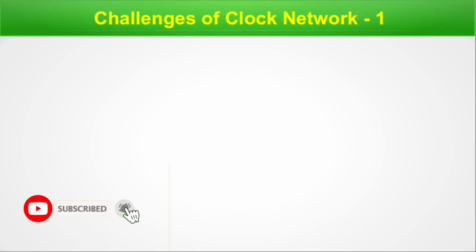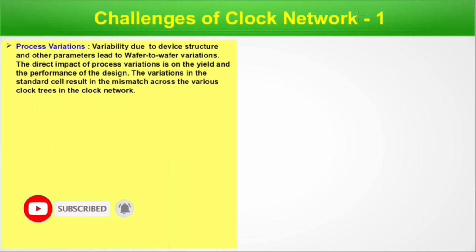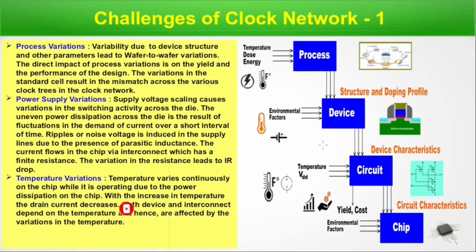Challenges of clock network. This is the first slide on the topic. This is the diagram. If you remember, we have already referred to this diagram in the variability episode. What are the challenges of clock network? First is process variation. Variability due to device structure and other parameters lead to wafer variation. I have included this diagram.